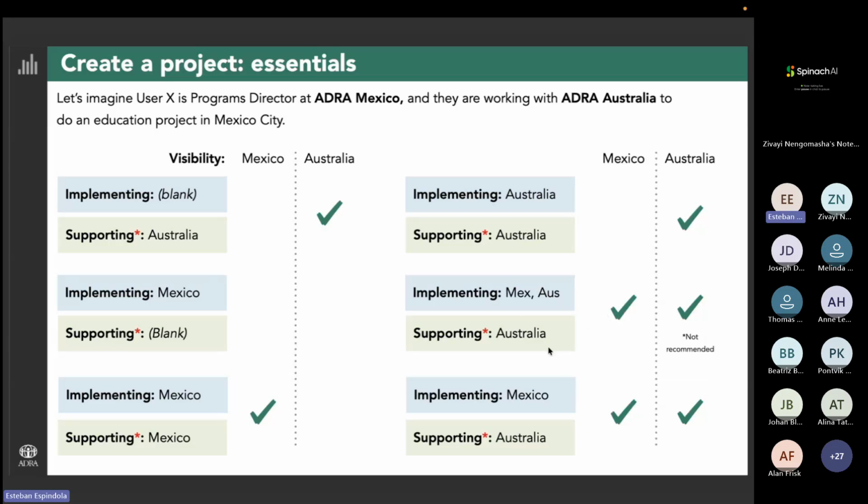And then we have the best case scenario, the best practice, which is putting the actual implementing and the actual supporting office in both fields.